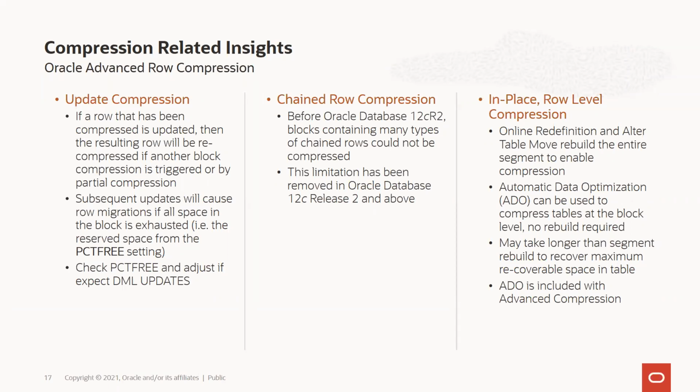And along the same lines, chained row compression: we actually made a change in the database in 12c Release 2. So in Oracle 12c Release 2, we made it so that chained rows are compressed.